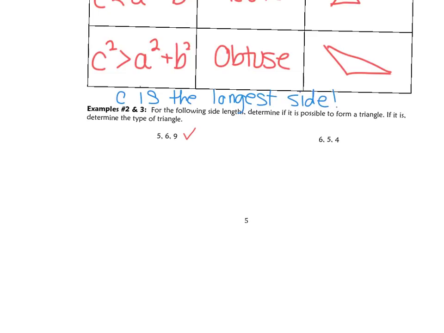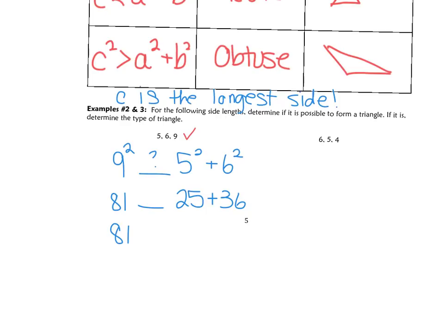So here, I'm going to see what is the relationship between 9 squared, and then I'm going to do 5 squared plus 6 squared. Okay, so 9 squared is 81. What is that relationship between 25 and 36? Well, the sum of 25 and 36 is 61. So 81 is greater than 61. So I look up top. If c squared is greater, greater means it's big. This would be an obtuse triangle.